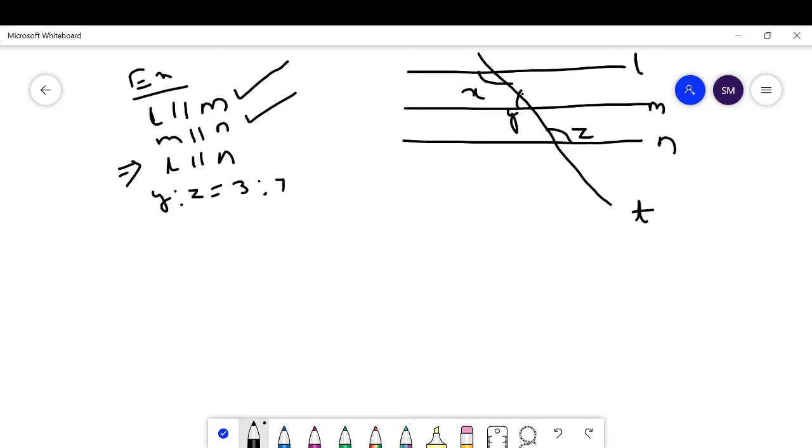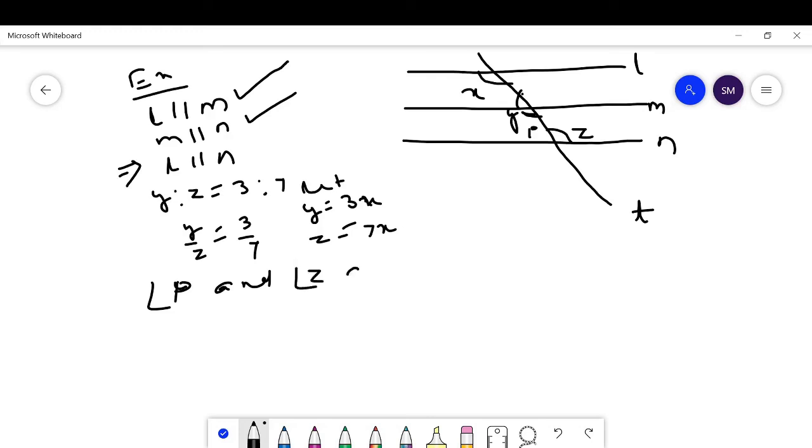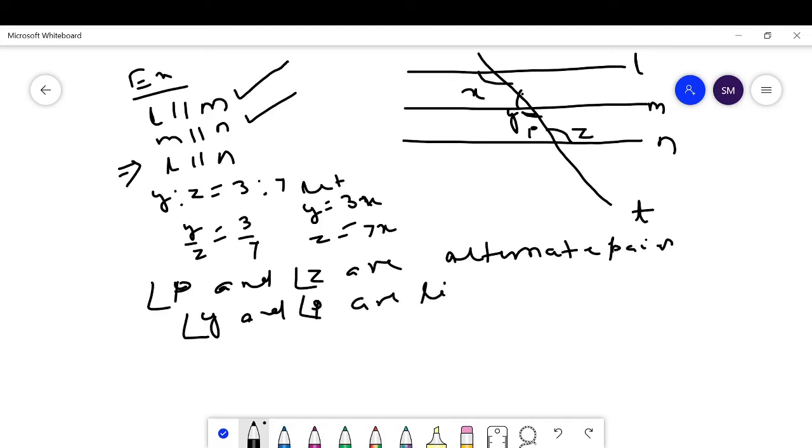Here Y is to Z is 3:7, which means Y upon Z is equal to 3/7. Let Y equal 3x and Z equal 7x. Let the other angle be P. Angle P and angle Z are alternate angles. Then angle Y and angle P are a linear pair.